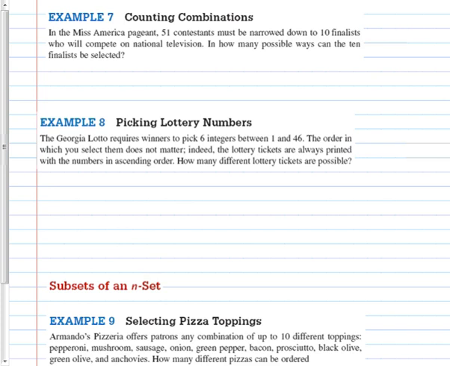51 contestants are narrowed down to 10 finalists who will compete on national television. How many possible ways can the 10 finalists be selected? Now, this is not first place, second place, third place, fourth place. This is simply 10 from the 51. So I'll let you help me out with your calculators. You have a combination button, just like we have a permutation button. 1.27 times 10 to the 10. Okay? There are a lot of different ways that can happen.